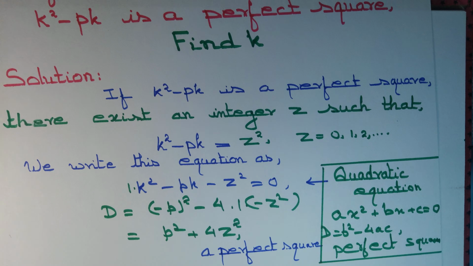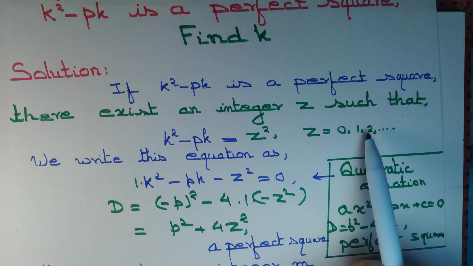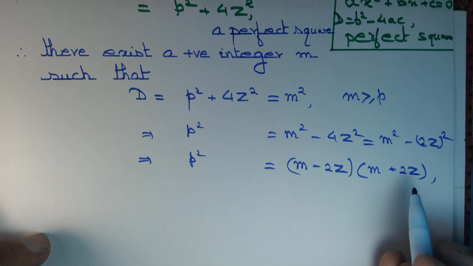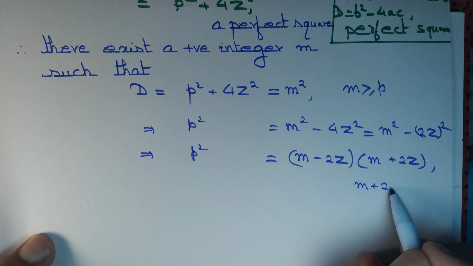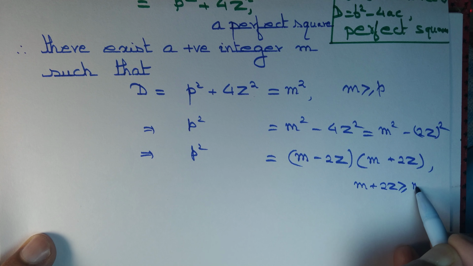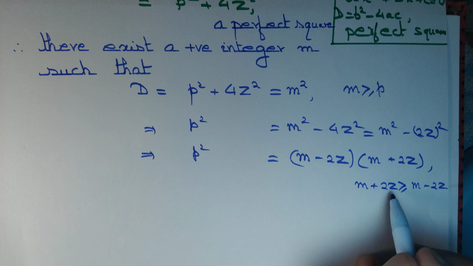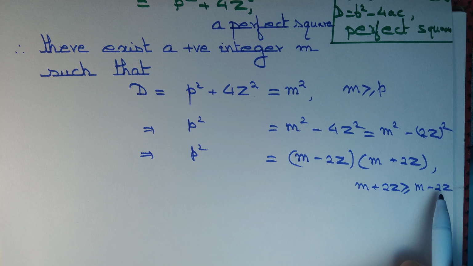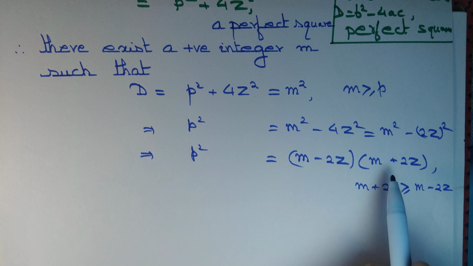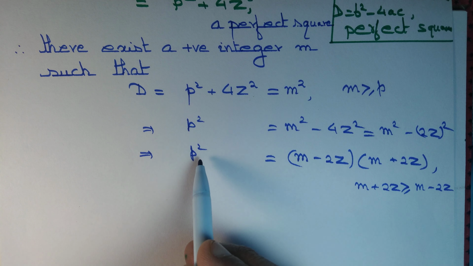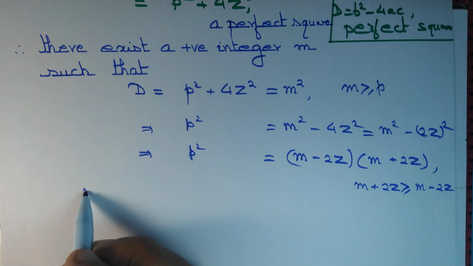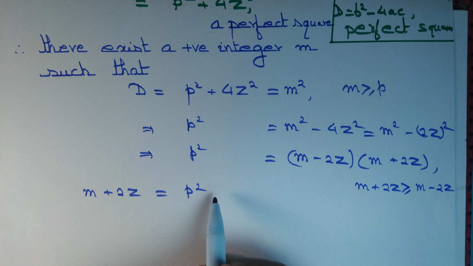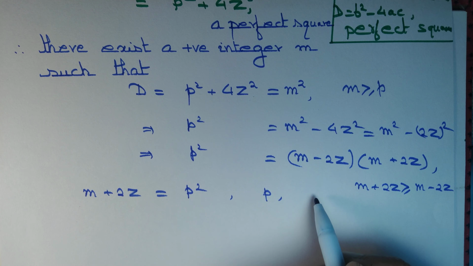Further, we are assuming z to be non-negative. It may be 0, 1, 2, 3, 4 and so on. So we can say that m plus 2z is greater than or equal to m minus 2z. If you are adding something to m, that has to be bigger than when you are subtracting something from m. Further, m plus 2z is a factor of p square, and the only factors of p square are p square itself, p, or 1. Therefore m plus 2z has to be either p square itself or p or 1.